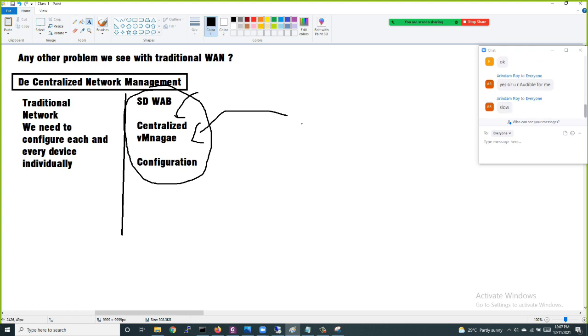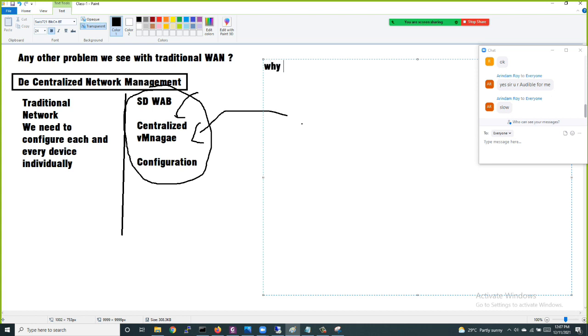Right. So many times people ask me, if someone asks me why SD-WAN, you can answer him like this. First, explain the inefficiencies that we have in traditional WAN networks. Second, you can tell him that in case of SD-WAN, we are going to manage and operate large enterprise WAN networks.